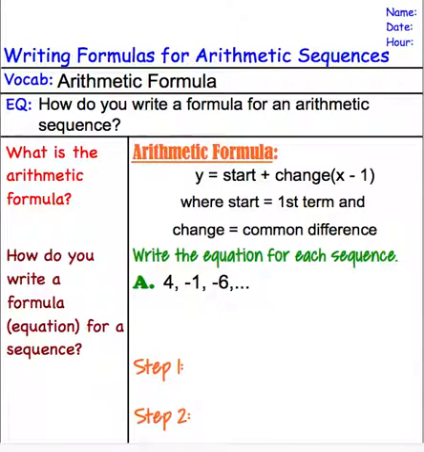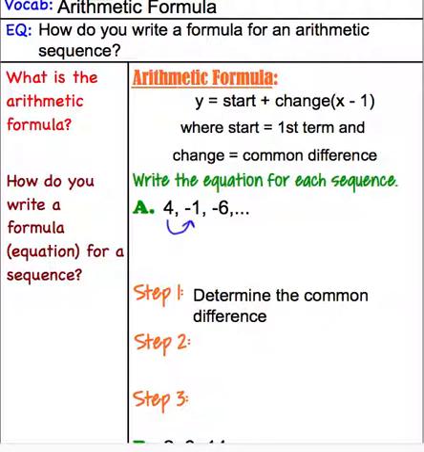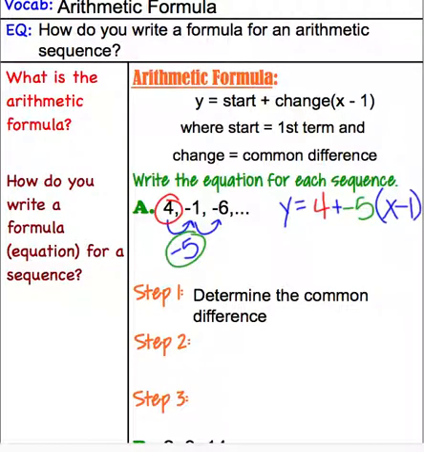So when we take a look at our first example today, we've got 4, -1, -6. Our first step is going to be to determine that common difference. So when I look from 4 to -1 and -1 to -6, each time I'm subtracting 5. So I end up with y equals the start value, which is that 4, plus our change, which we said is that common difference of -5, times that quantity x minus 1.